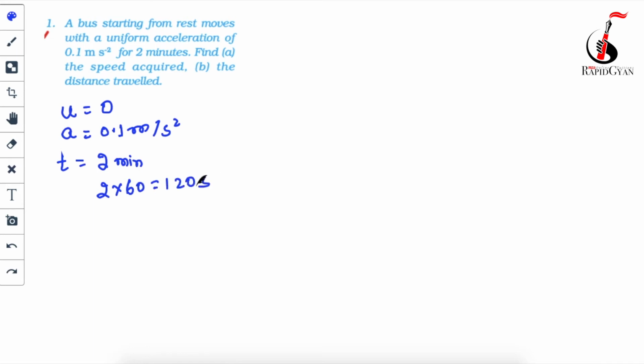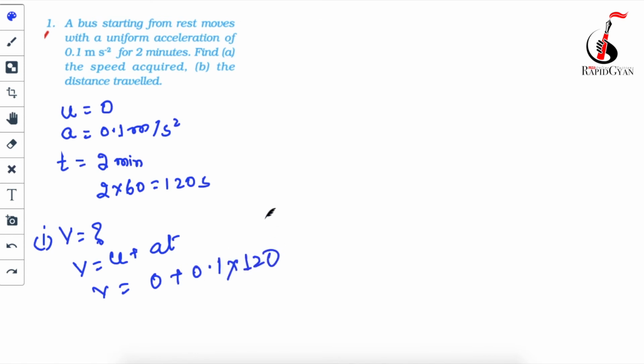Now you will have to find the speed required, which means first you will have to find the value of v in the first part. So guys, see, u is given, so simply use this formula, v is equal to u plus at. So v will be equal to u, which is 0, plus a, which is 0.1, times t, which is 120. So here I can say v is equal to 120 times 0.1. So that is equal to 12 meters per second. That's the answer of your A part.